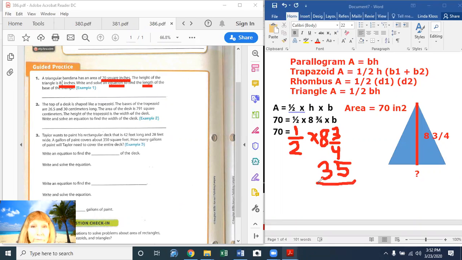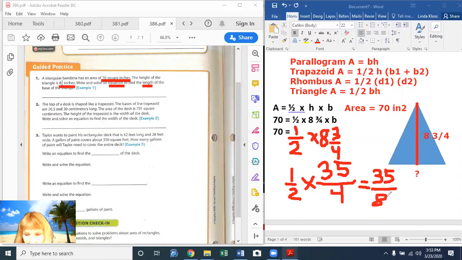What's my bottom number? Exactly, 4. Stays the same. And then we still have our 1/2. And we're going to multiply the two together. Now, can I cancel anything? Is there anything I can cancel? Can I put a 2 into 35? No, I cannot. So I basically just have to multiply across. 1 times 35 is 35. 2 times 4 is 8.